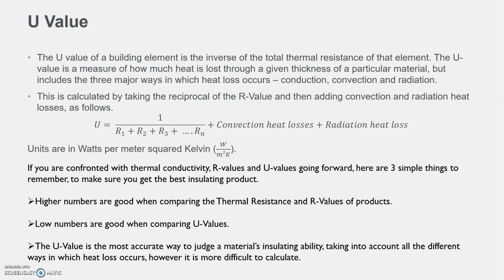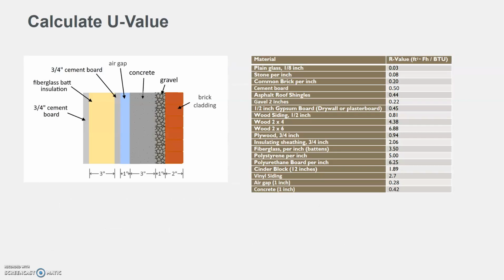The lower your U value is better because it's going to hold on to that heat better. U value is the most accurate way to judge a material's insulation ability, because it's taking into account the convection heat loss and radiation heat loss. But R value is a lot easier to calculate and thus is used more commonly in the stores. So we can then calculate the U value looking at the R values here of different materials.